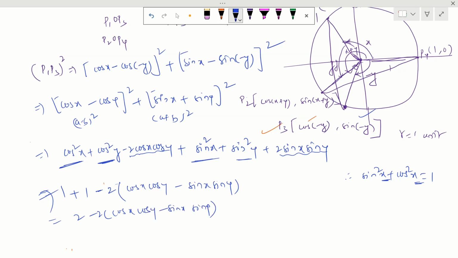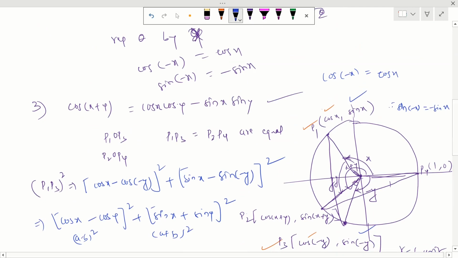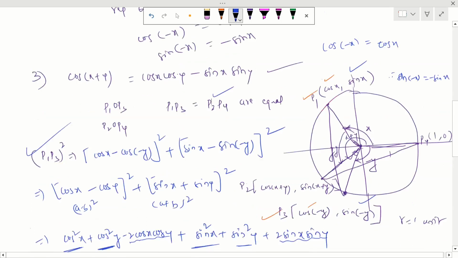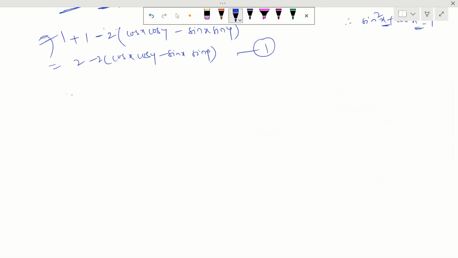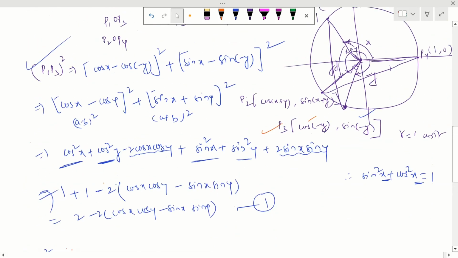Now I am writing, this is equation number 1. Now we have taken P1P3 squared. Now we have to take P2P4 squared. Why am I taking the square of this? Because this is the distance formula. You will understand why I'm taking it.